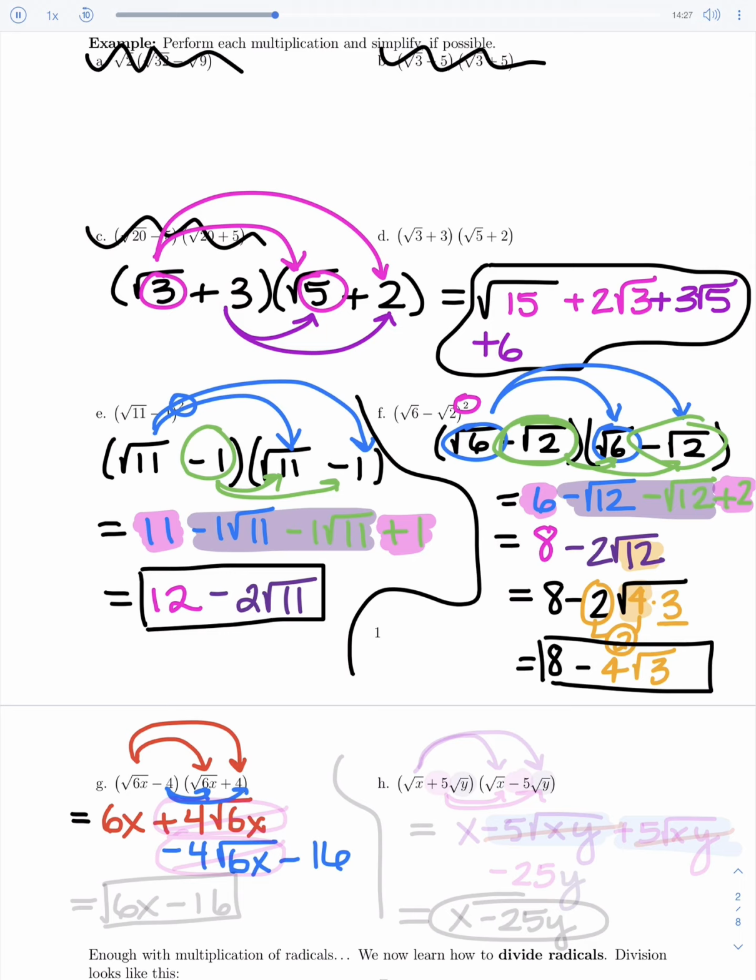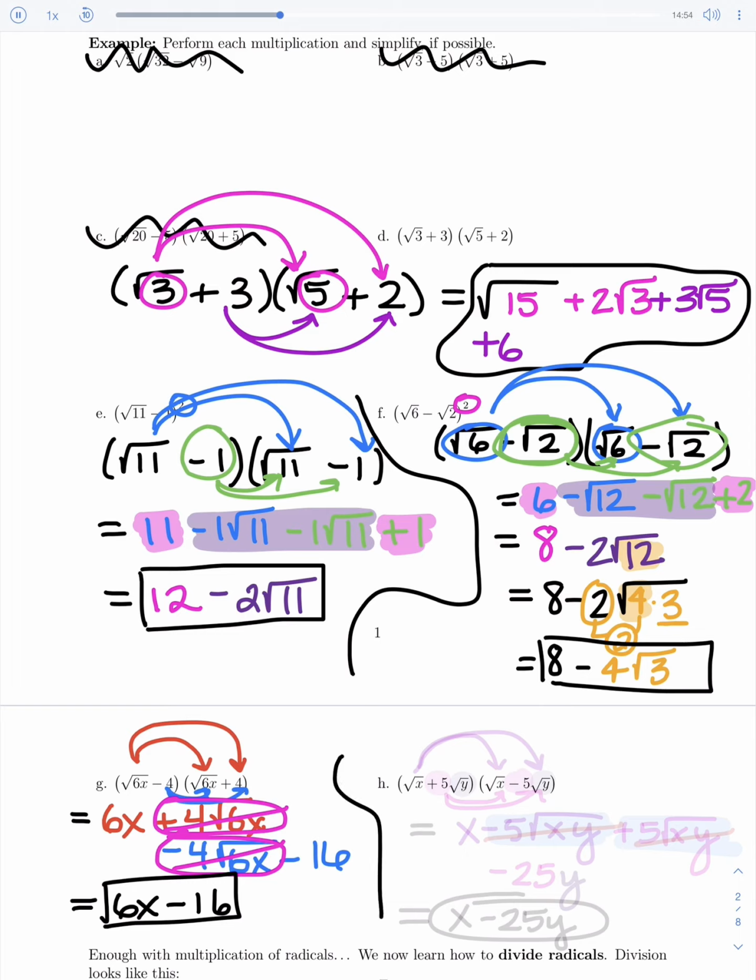So notice what happens here, though. I've got positive 4 square roots of 6x and a negative 4 square roots of 6x. Those are just opposites of one another, so they'll cancel out. That means I'm just going to be left with my 6x and my negative 16. And that's my final answer.